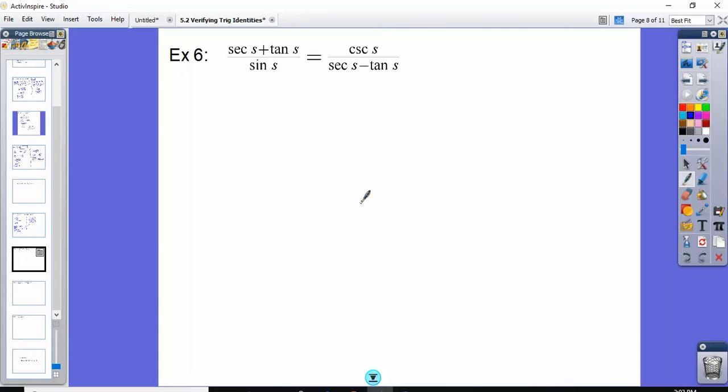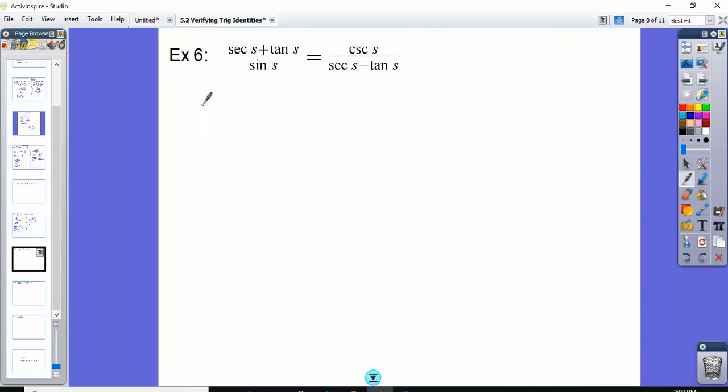Let's take a look at this one. This is really just an all-around ugly problem. The 2 sides are pretty equivalent. No one is easier than the other. If you take a second, just watch me for a second.